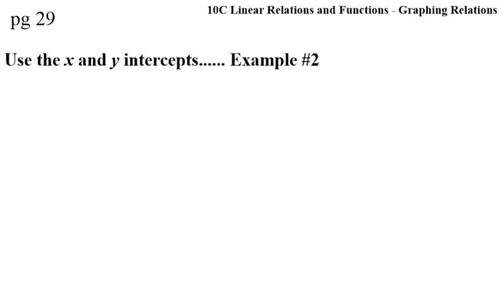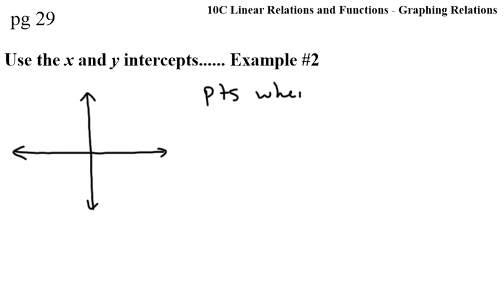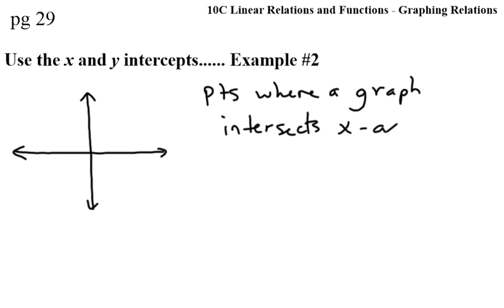Well, back to page 29, and let's take a look at the second way we can make a graph, and that's using x and y intercepts. What is an x and a y intercept? Well, x and y intercepts are the points where a graph intersects the x-axis and the y-axis.